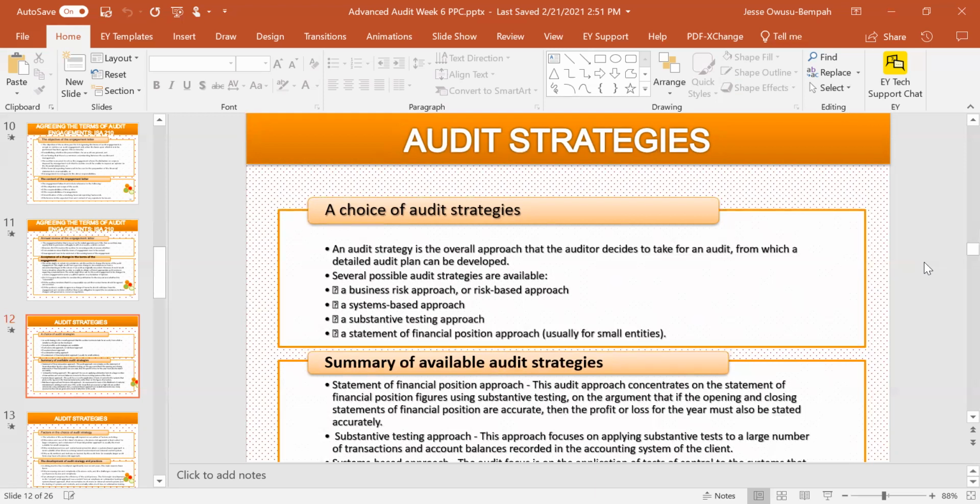Then you have a system-based approach. You have a substantive testing approach. And you have a statement of financial position approach. This is usual for small entities. It's very, very common for small entities, and very important.